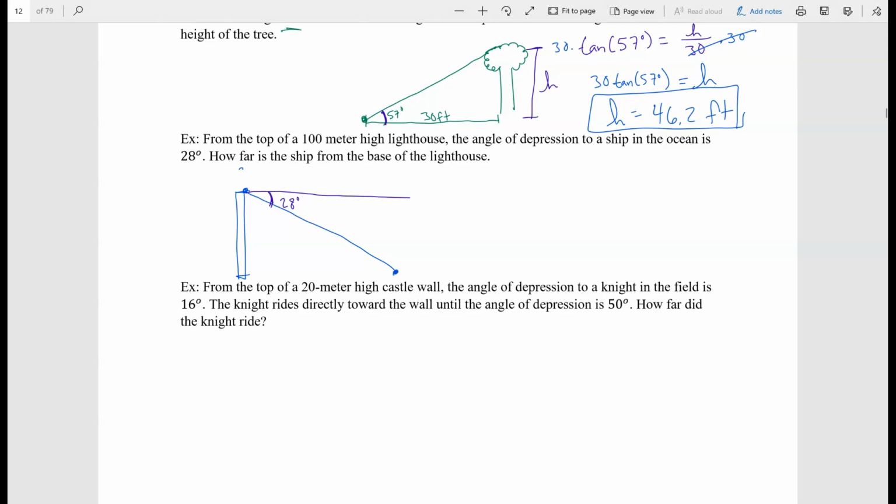Okay, so what we want to know is how far the ship is from the base of the lighthouse. Okay, so we want to know this guy. How far is this guy? Okay, let me make it a little nicer.